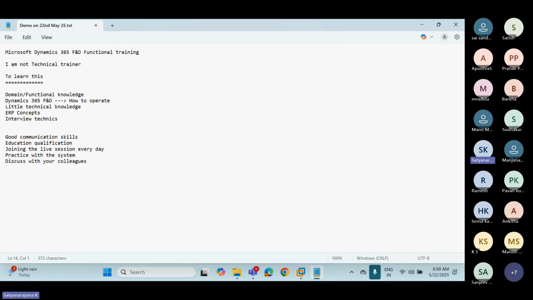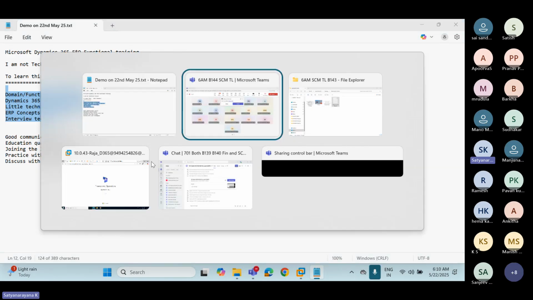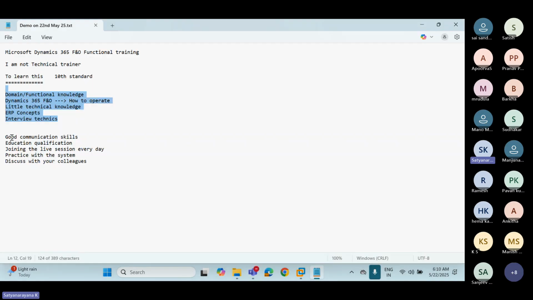Education qualification. For me, if you have completed 10th standard, that is enough for me to teach you all these things. That is more than enough. But the problem is, the majority of companies usually do not look at your qualification, but some companies will.